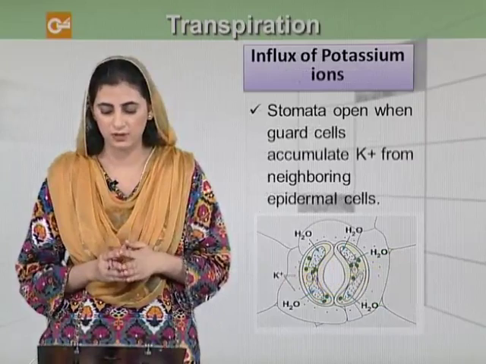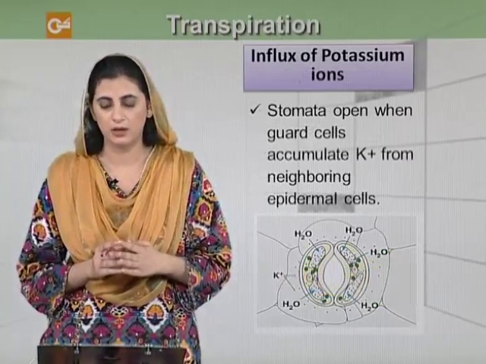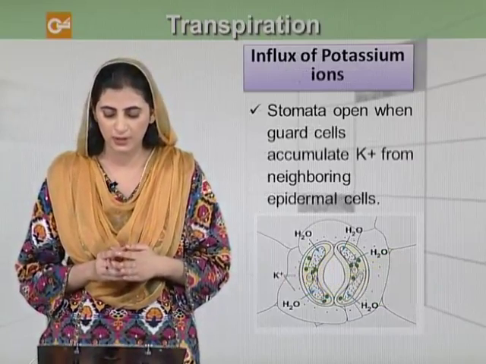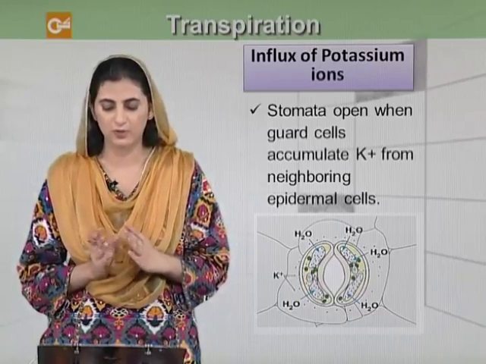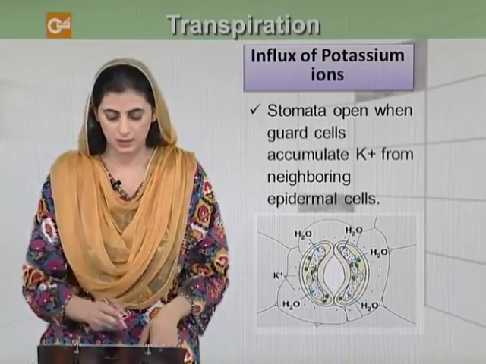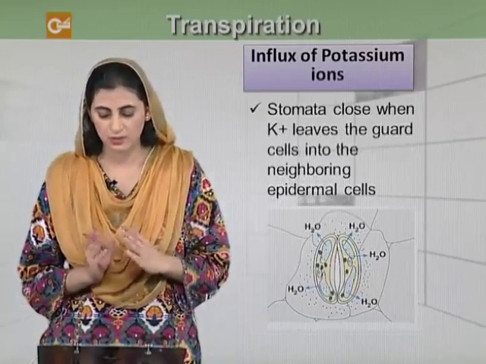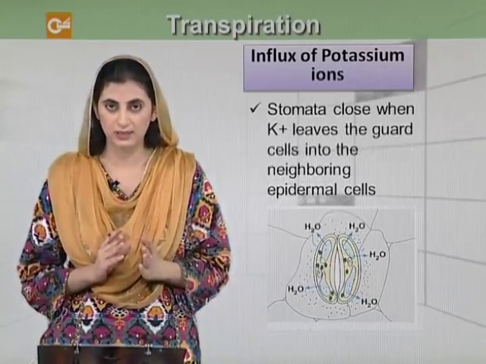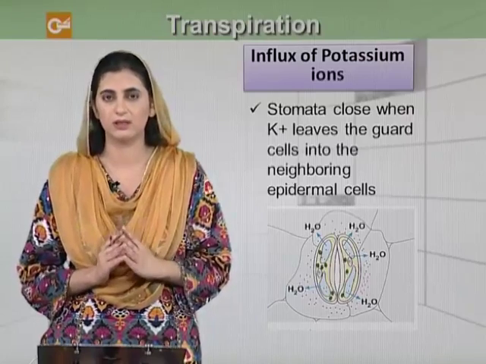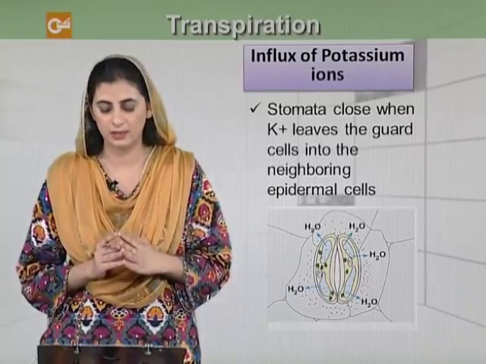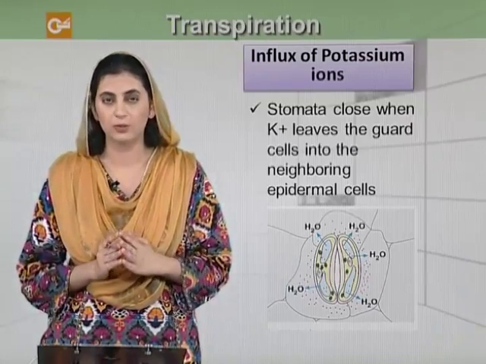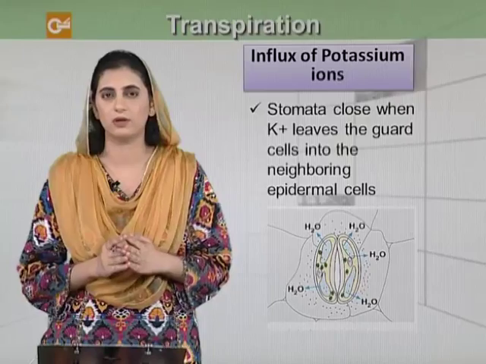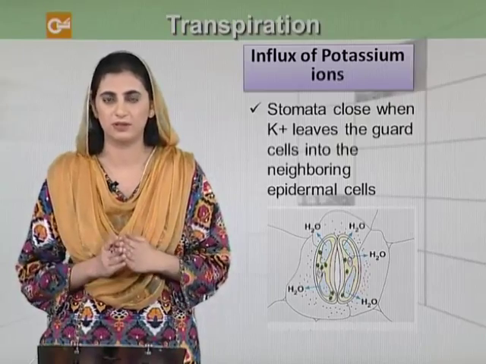Next we have the influx of potassium ions theory. It also has some key points: stomata open when guard cells accumulate potassium from neighboring epidermal cells, and stomata close when potassium leaves the guard cells into the neighboring epidermal cells. So there are a number of factors that control the influx of potassium ions, like the concentration of carbon dioxide and several other factors.